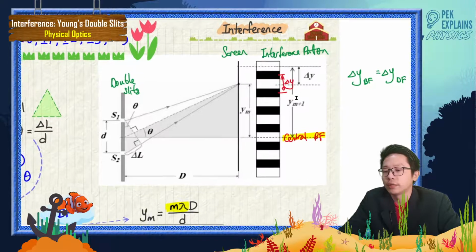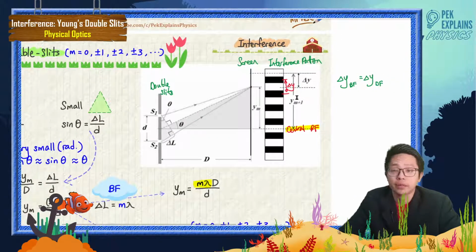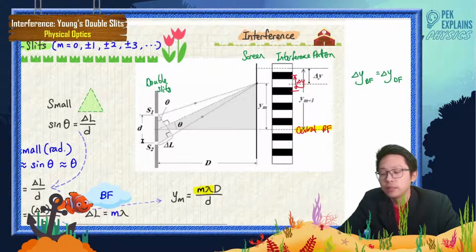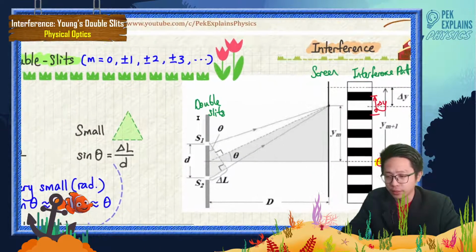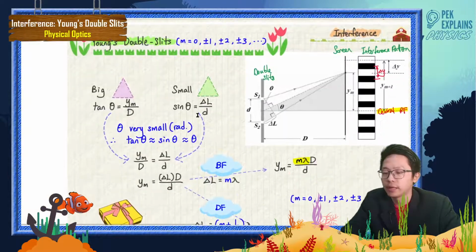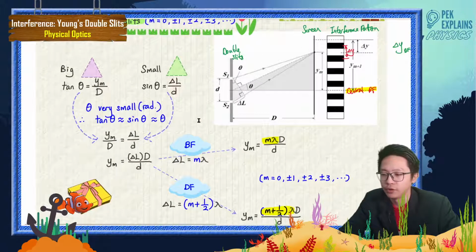Okay, now you have identified all the terms. Small d, the separation between the two slits. Big D is the distance of the screen from the double slits, and Ym is the position of fringes from the central bright fringe. And delta Y is the separation between the two fringes. So now you know all the terms. Now let's find out how to derive the formula for double slits.